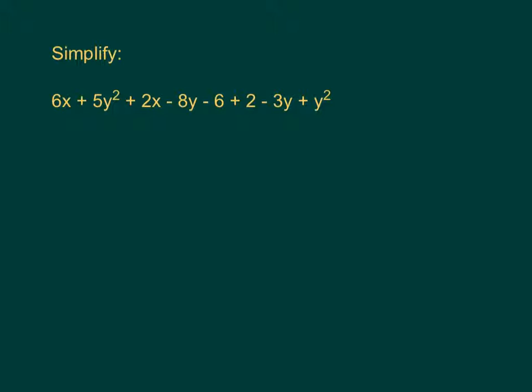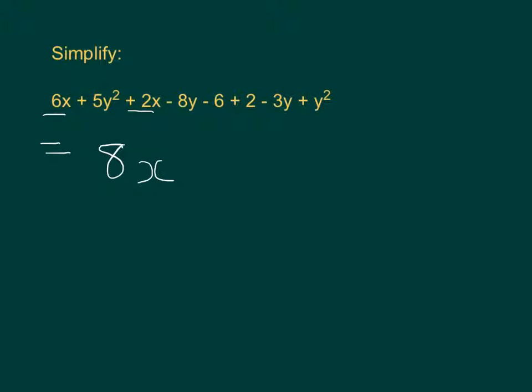Let us now look at the following. Simplify 6x plus 5y squared plus 2x minus 8y minus 6 plus 2 minus 3y plus y squared. The like terms in this case are 6x plus 2x, which gives us 8x, and there are no other x terms.